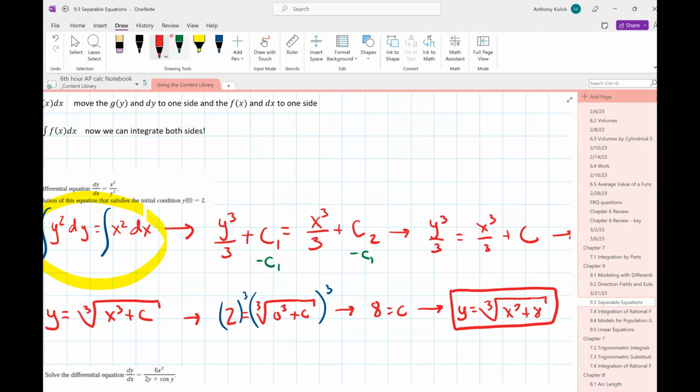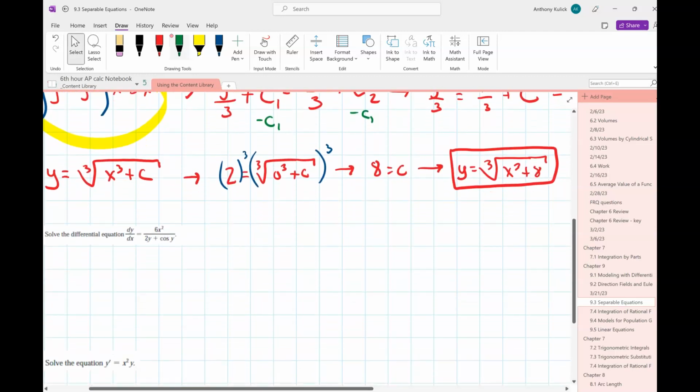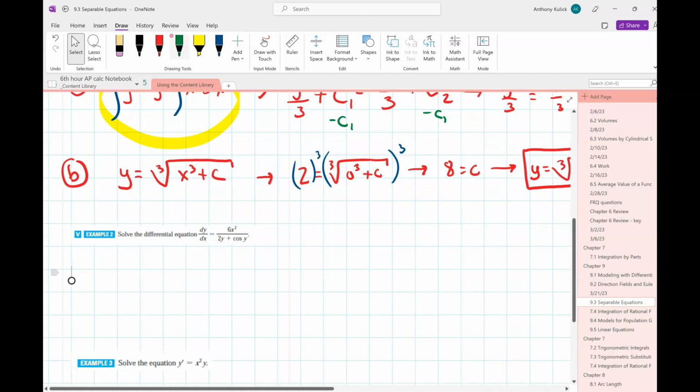Again, the only way this is going to get harder is if the algebra to separate gets hard, or if the integral that you need to take is an integration by parts kind of problem or something. That's the only way this is going to get hard. The idea is pretty straightforward. So let's go ahead and look at the next example.